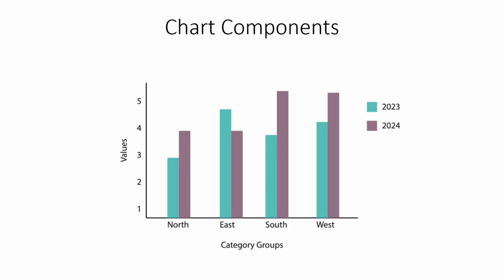Category groups can be numeric or text. They make up the traditional X axis or the horizontal axis. The category will determine what each column represents, in this case, different regions. Adding additional series of data will layer on another set of data points on the same chart, so we can easily compare values from 2023 to 2024 across the category groups.